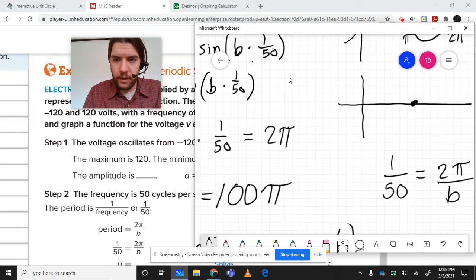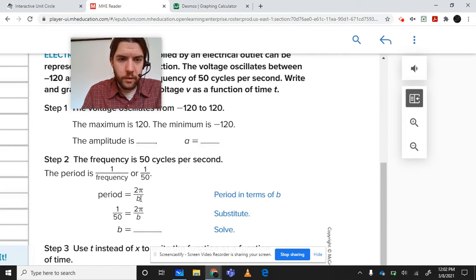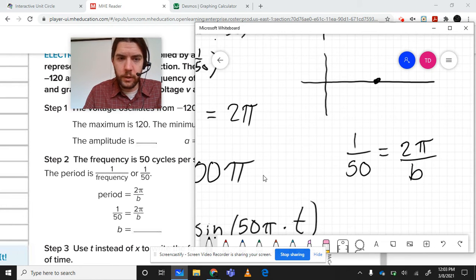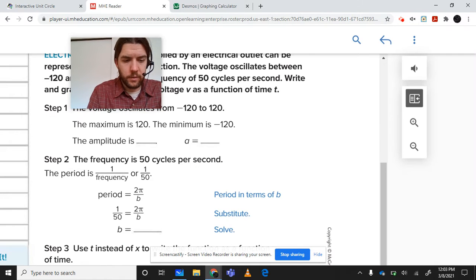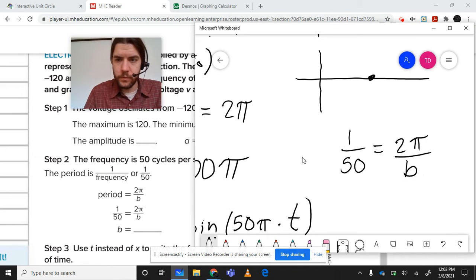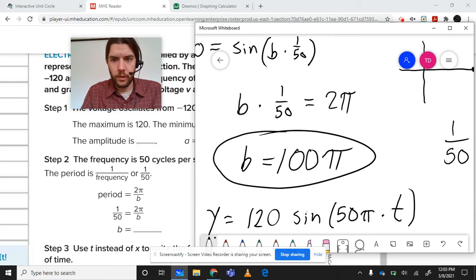A different way of saying that is the way that we figured out our period, and therefore our b value, was to look at the relationship between the two. So the period is always 2 pi divided by b. Our period here was 1/50th of a second. And if 1/50th of a second is going to equal 2 pi over b, that means b needs to be equal to, we'd multiply by b, multiply by 50, and we would get that b is 100 pi. Okay, so we can put that in.